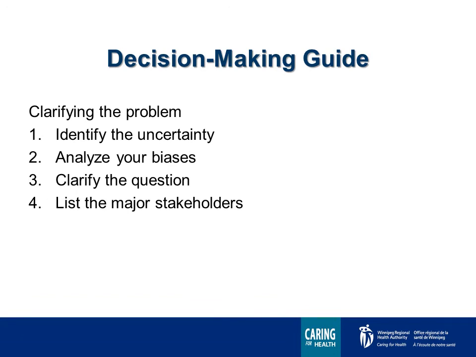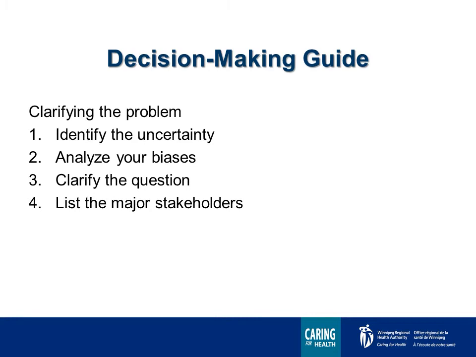The first major section of the decision-making guide is about understanding the problem that you're looking at. So think about step number 1, identify the uncertainty. What is it that's troubling you? What is it that's keeping you awake at night? What are you thinking about here? Why are you uncertain? What's the actual problem?